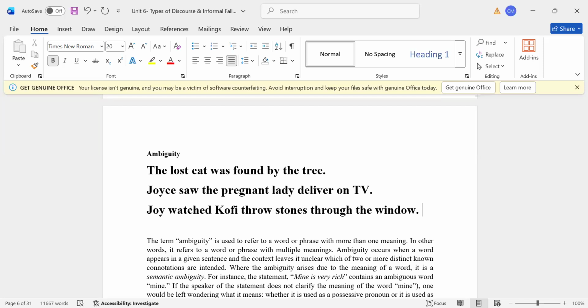Joyce supervised Kofi as he threw stones through the window. So one meaning is that Joyce saw the process of Kofi throwing stones through the window. The second meaning could be that Joyce actually supervised Kofi to throw stones through the window. So that is ambiguous.